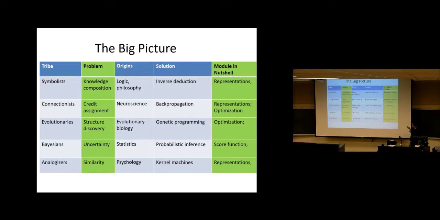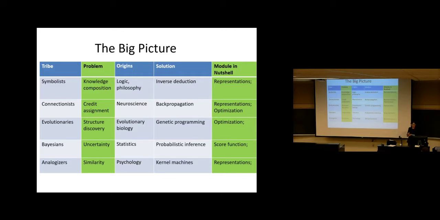And the specific question they answer differs from crowd to crowd, right? Each tribe. Symbolists, it's about knowledge composition. Connectionists, it's about credit assignment. Maybe this is a little hard to understand, but in the end you can think about it as who contributes. It's to have a good summary representation, a better representation to contribute to the final goal.